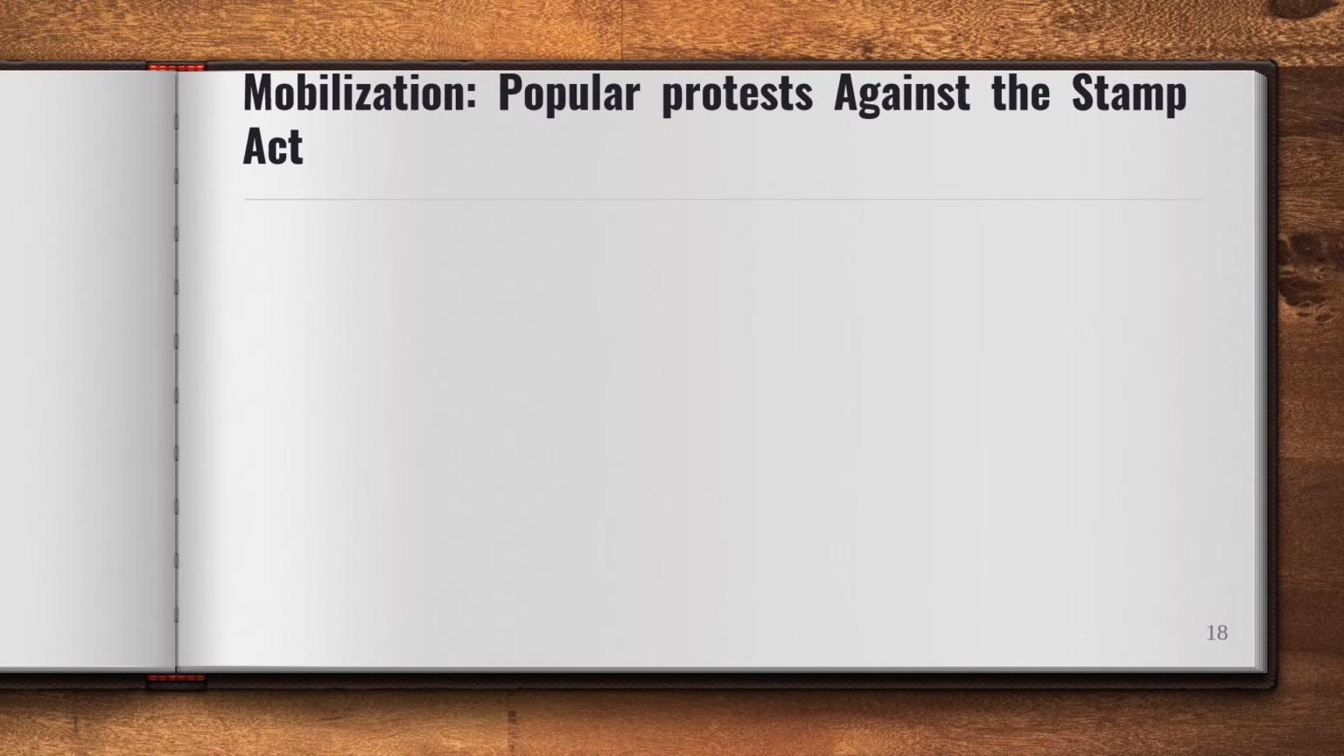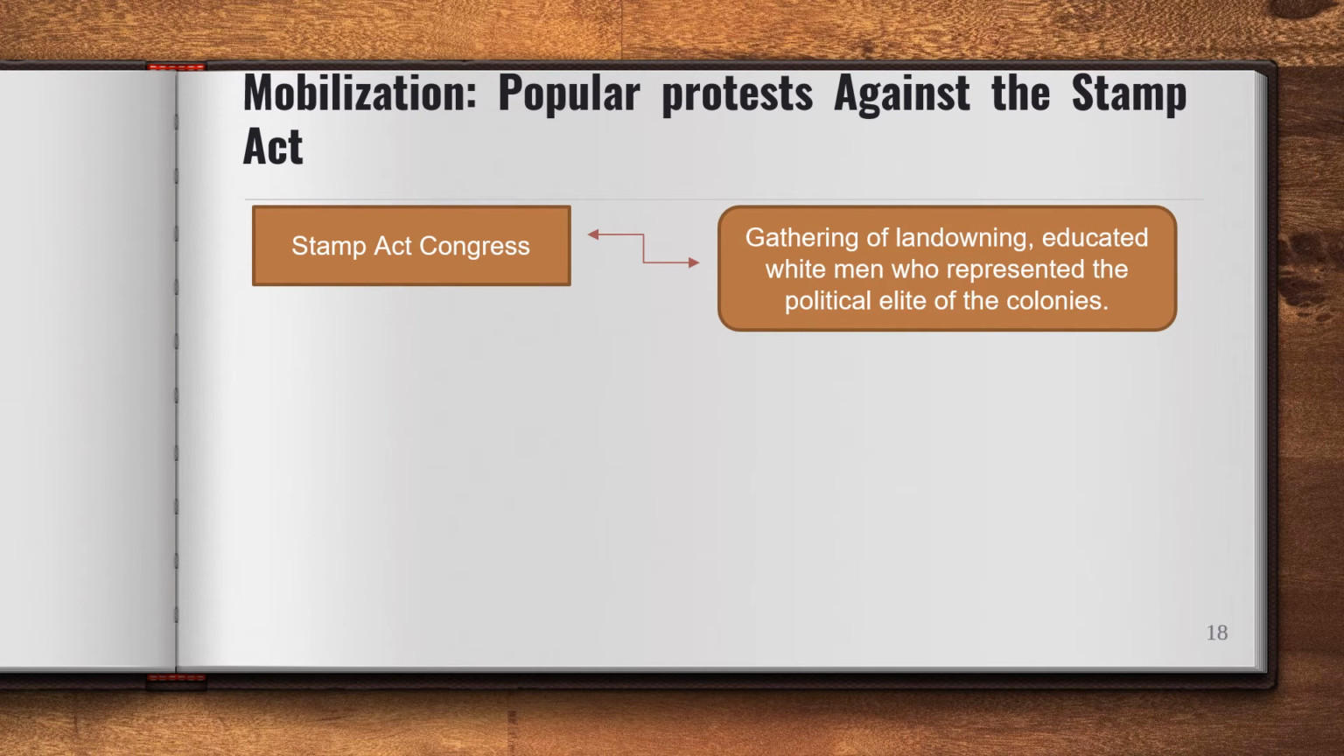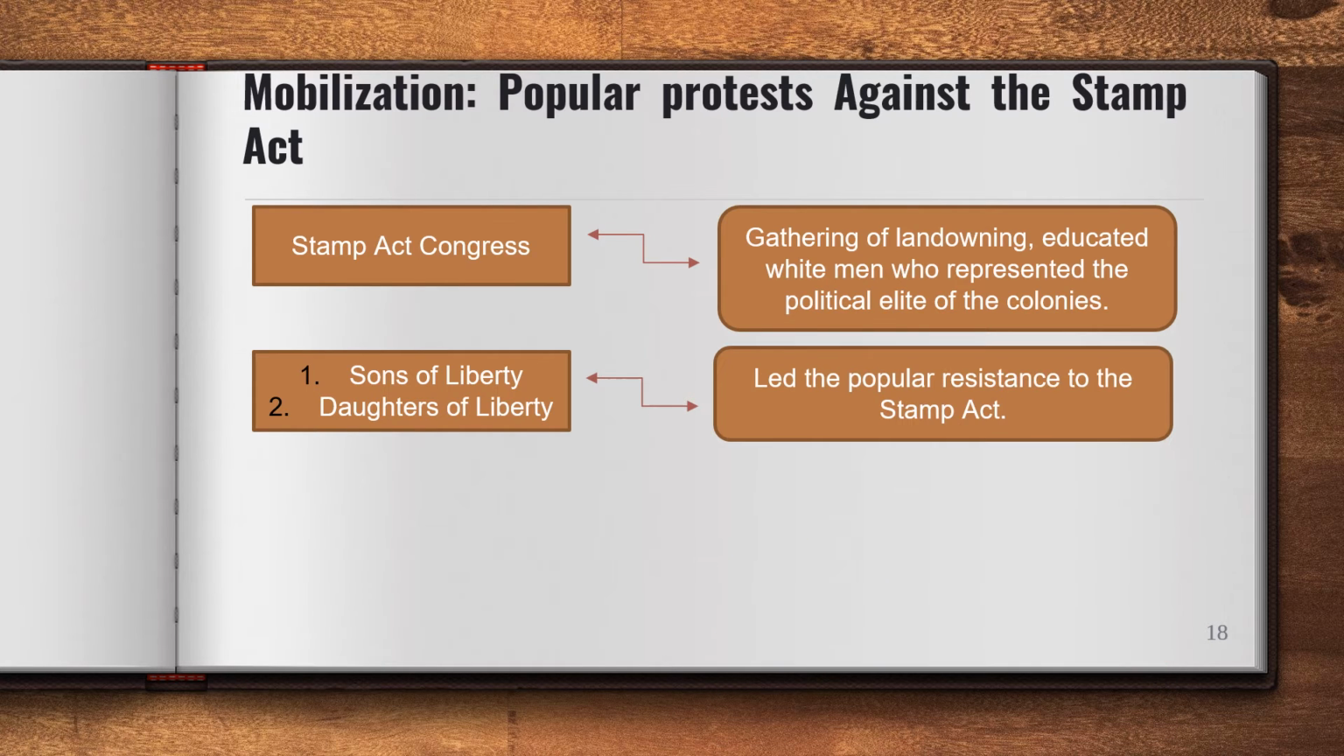Next is mobilization, popular protest against the Stamp Act. The Stamp Act Congress is the gathering of land-owning, educated white men who represented the political elite of the colonies. Then, we have the Sons of Liberty and the Daughters of Liberty who led popular resistance to the Stamp Act. They consider themselves British patriots defending their liberty.